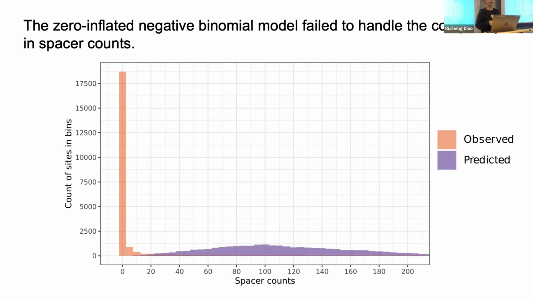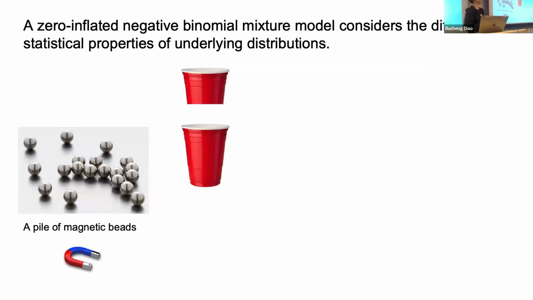So we looked into our data and concluded that this model is probably not sufficient to handle the complexity we see in the data if it has to use overdispersion to compensate for it. How can we make our model more reasonably complex, but also useful and statistically sensible? This is where the zero-inflated negative binomial mixture model comes in.